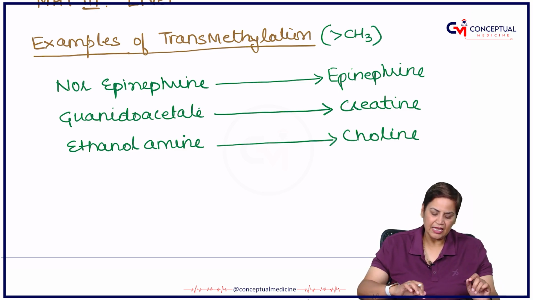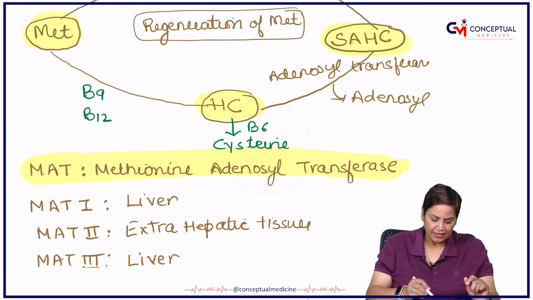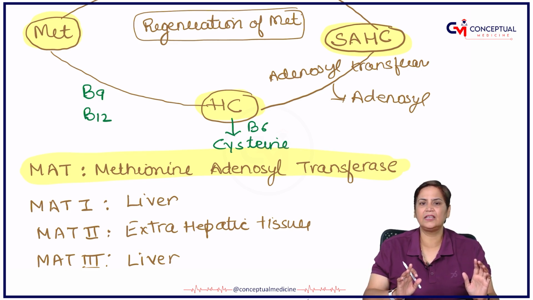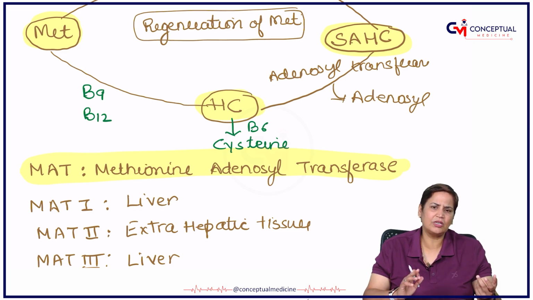Now we are going to study how this methionine is produced from homocysteine and how this homocysteine is being converted to cysteine, because cysteine is a non-essential amino acid which is synthesized from methionine, which is an essential amino acid. And in this entire episode, homocysteine also plays a very, very important role, because nowadays homocysteine is considered to be a marker of MI also.